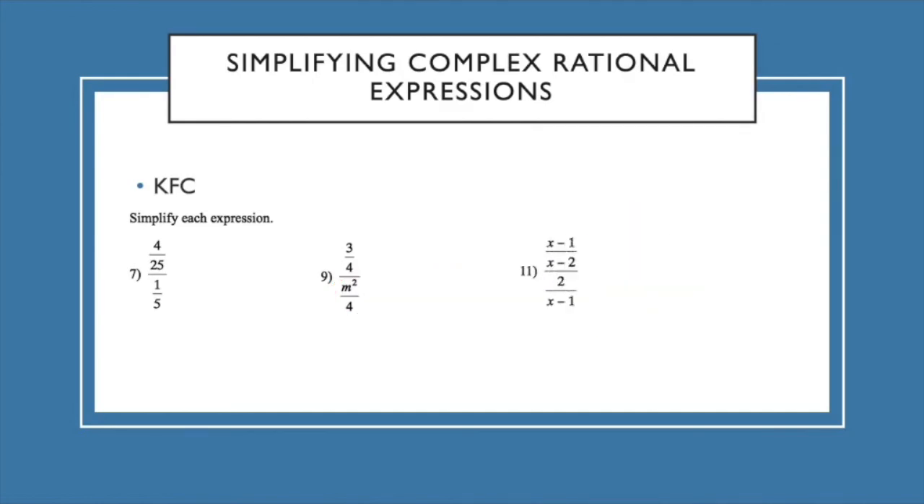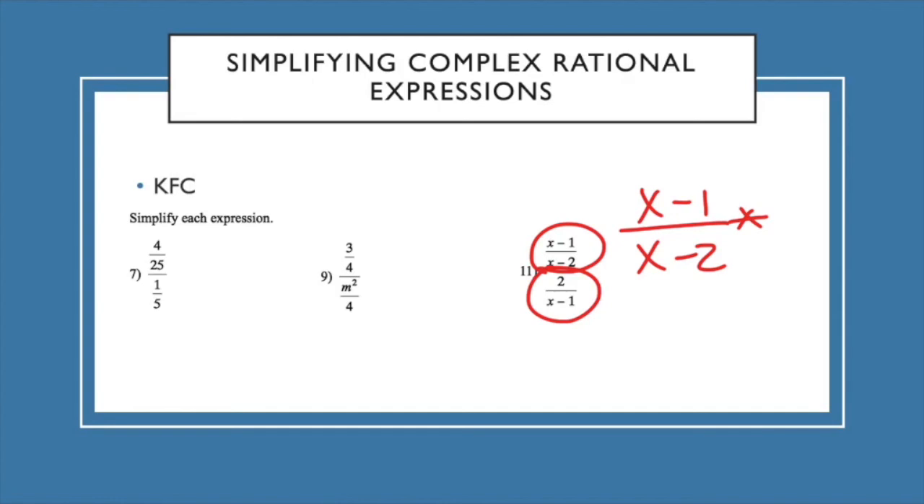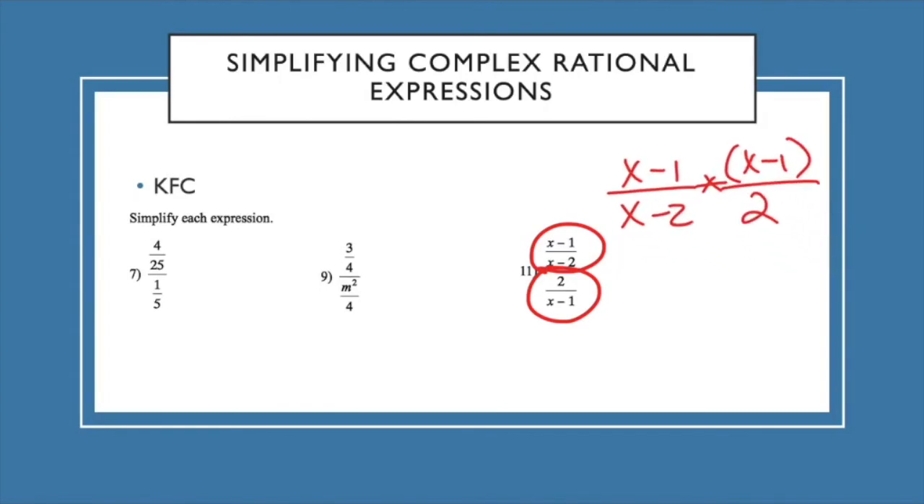Number 11. Notice now it got bigger, okay? So number 11, this is the numerator, and this is the denominator. We're going to keep the numerator, x minus 1 over x minus 2. We're going to change, and we're going to flip that bottom one. The bottom one will be x minus 1 over 2. Does anything cancel? No. So we have to multiply that all out. What is x minus 1 times x minus 1? x minus 1 squared. That's true.